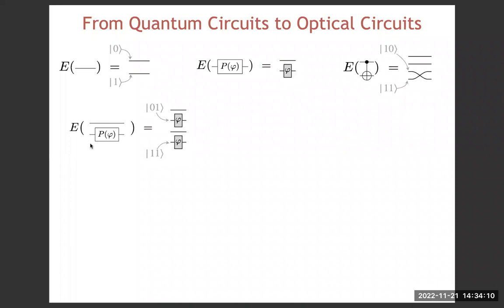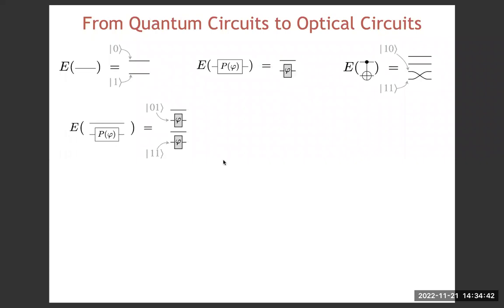And if we look at this example, which is the identity in parallel with this phase gate, if we look at the basis states, if the basis state is 0, 0, we do nothing. Okay, so this is the first case. If the basis state is 1, 0, we do nothing as well. So this is this one. And we apply a phase for 0, 1 and 1, 1. Okay, so we get this optical circuit for implementing this quantum circuit.